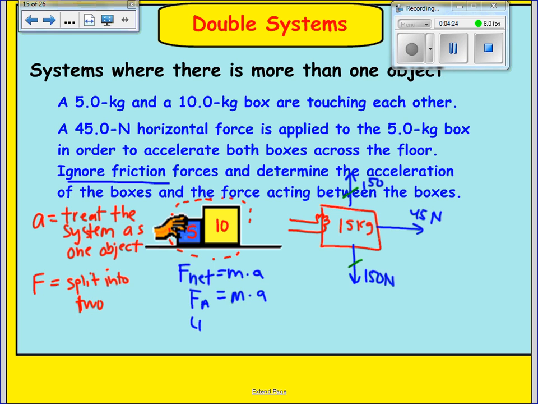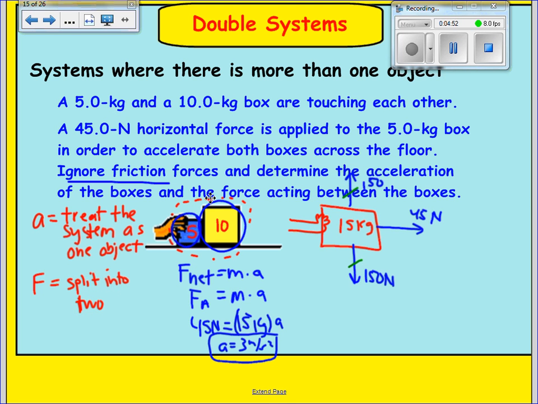Okay, so the force applied we know is 45 newtons, and that's equal to the mass of the entire system. We're treating it as one thing. So the mass is 15 kilograms, and that's equal to A. And so we solve for A, and acceleration would be 3 meters per second squared. Now remember, even though that's the acceleration for the entire system, that's also the acceleration for each individual box, because they're both going to be moving at the same rate.